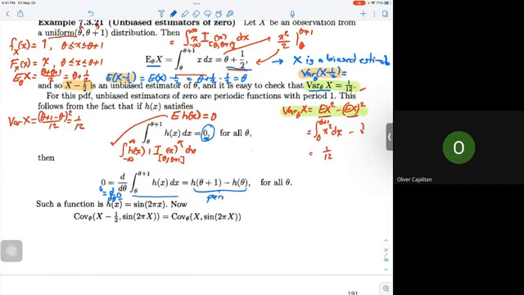Period 1. The difference of h of theta plus 1 minus h of theta is equal to 0, so this is of period 1. So, how are we going to choose our function h of x now? That will be the sine of 2 pi x.